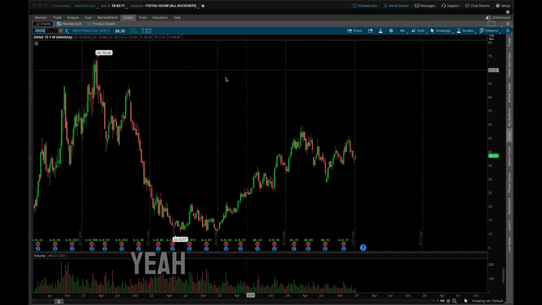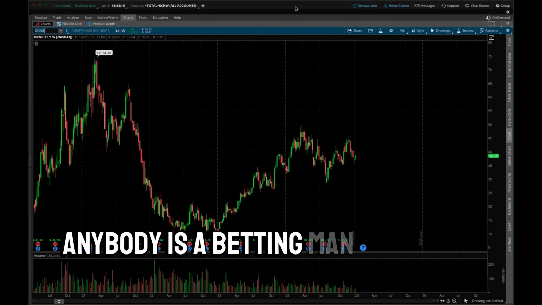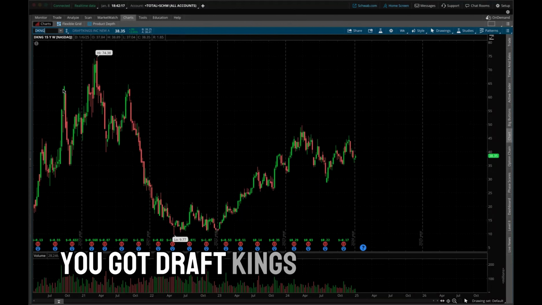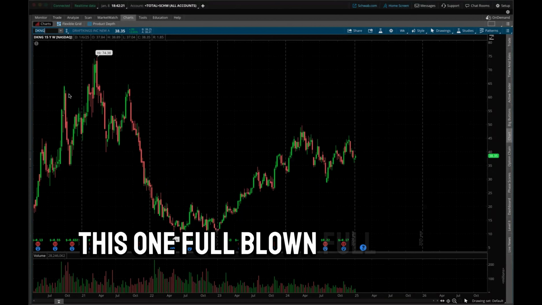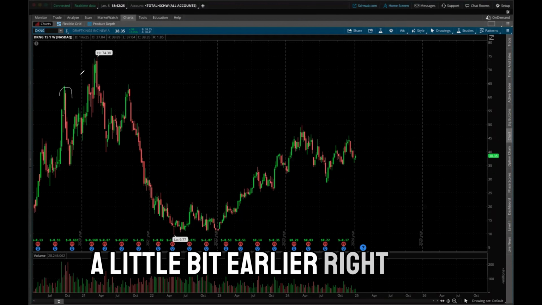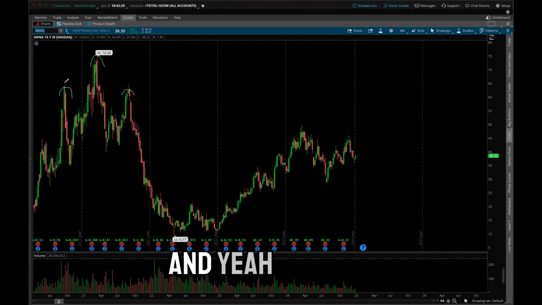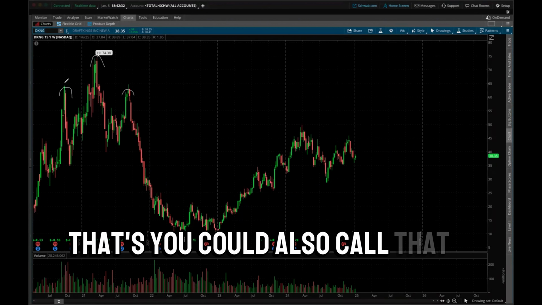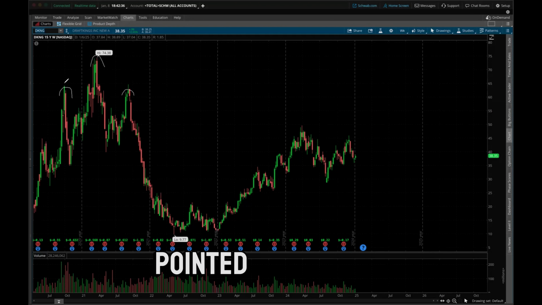Thanks, Pat. Yeah. Here's another head and shoulders. If anybody is a betting man or woman here, you got DraftKings way back when. This one is a full blown head and shoulders. I know we were talking about head and shoulders a little bit earlier. Right here: shoulder, head, shoulder. You could also call that a triple top, but this is very, very pointed, very sharp.